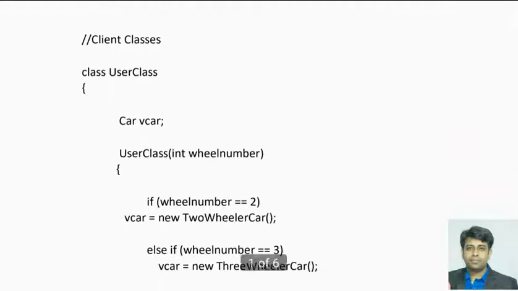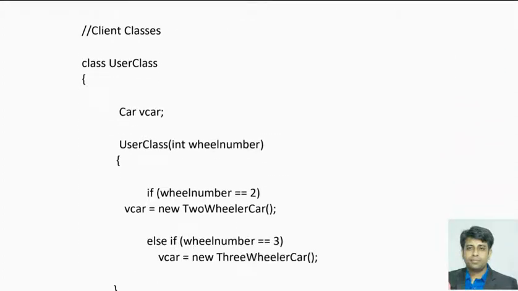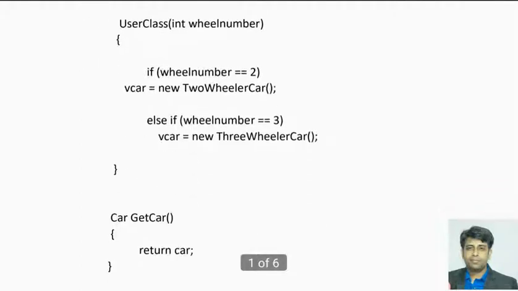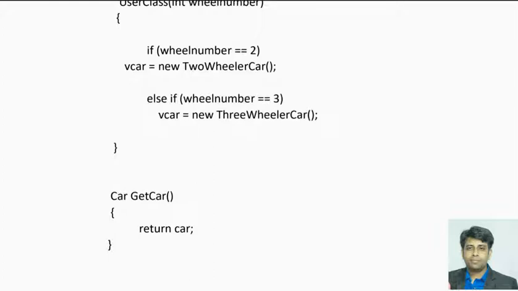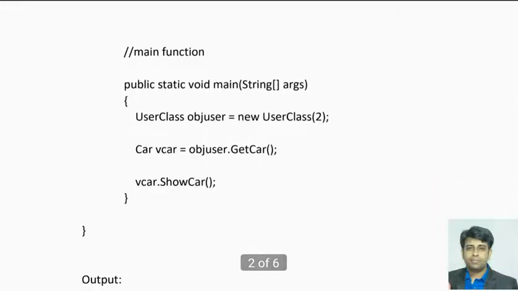Now I am going to the client side. Here I have a User class, and in the constructor I am checking the user input. If it is 2, I return the two-wheeler car object, and if it is 3, I return the three-wheeler car object. Another method, getCar, returns the particular object created by the constructor. In the main method I call the User class, and through the user object I call getCar, which returns the car object, and through it I call showCar, which prints the string already defined there.